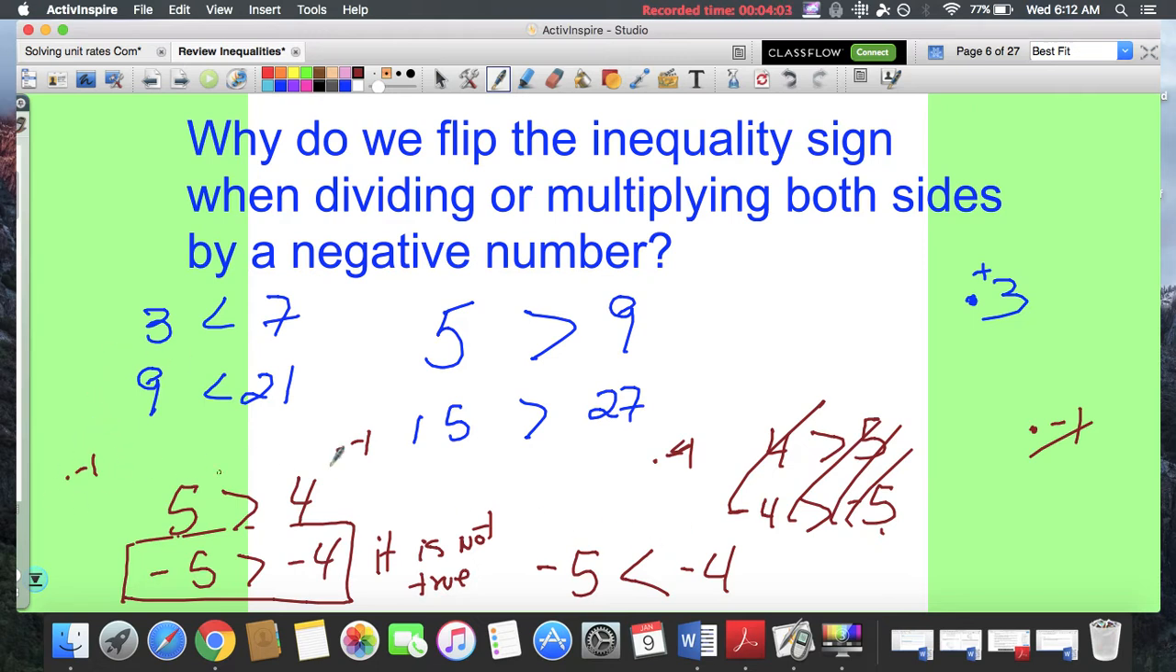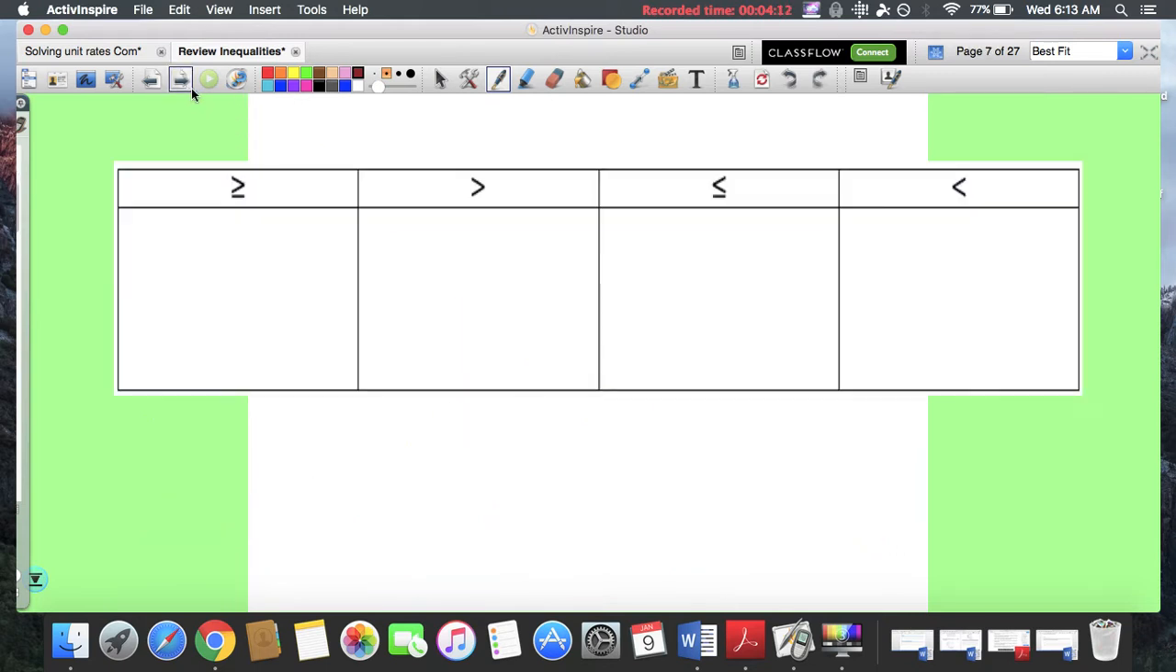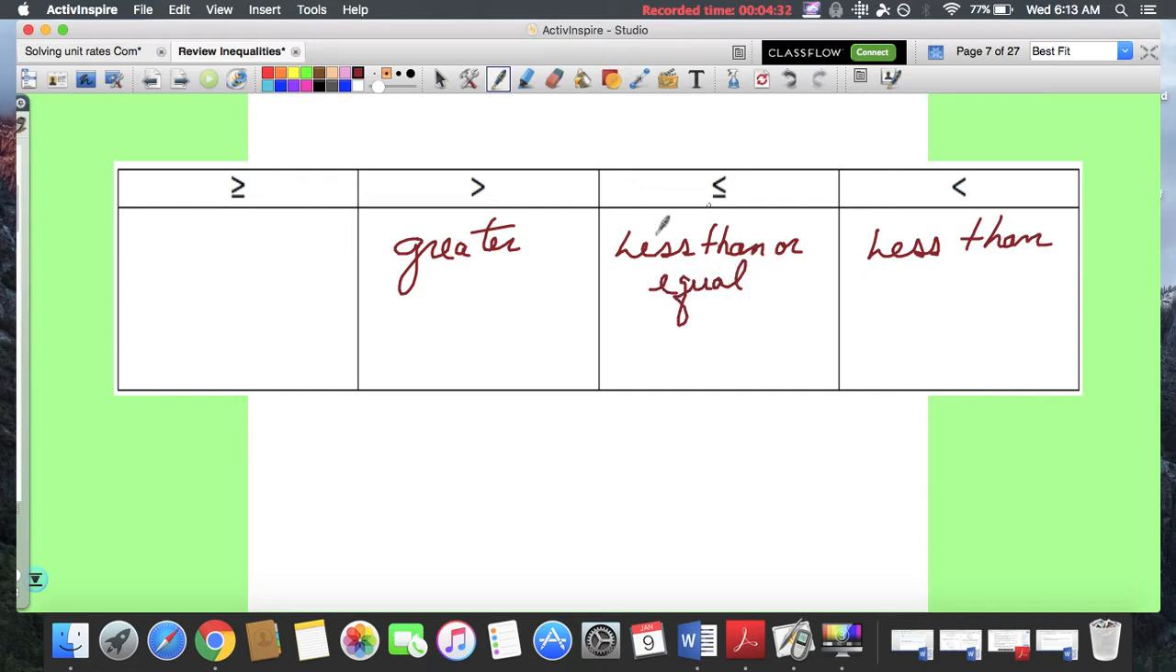So we need to make a little adjustment here when we multiply by a negative number, or even when we divide both sides by a negative number. We have to flip the sign, otherwise it won't be true. So here you had things where this is greater than, right? This is less than. This is less than or equal. It can be two things. This could be greater than or equal, right? So that could be one.